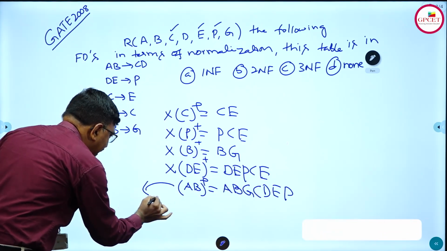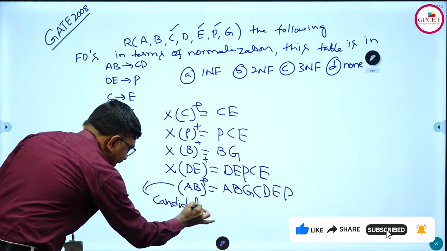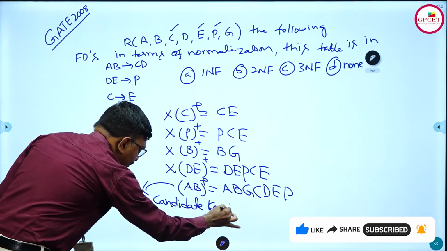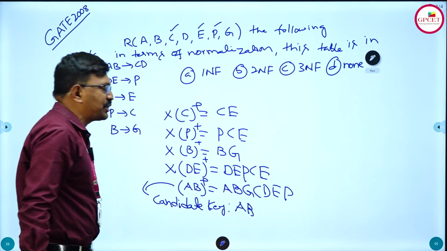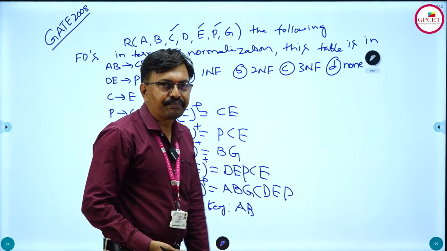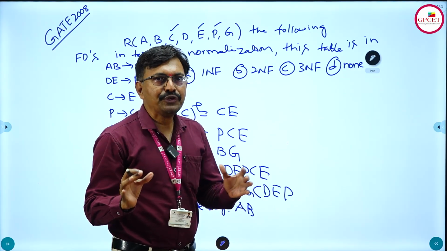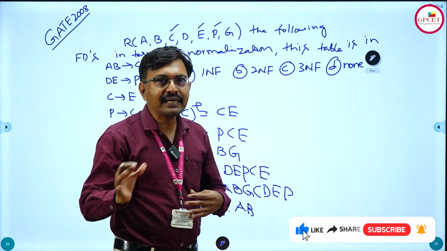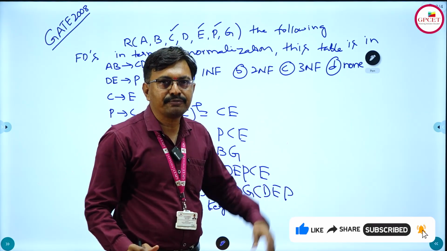Here AB is a candidate key. What is meant by candidate key? The minimal super key is called a candidate key, or the set of all the keys in a relation is nothing but candidate keys. That is, AB is a candidate key. Okay, keep in mind before going to the problem: first we find the closure. If you are familiar with closure and keys concepts, we can easily solve this type of problem.